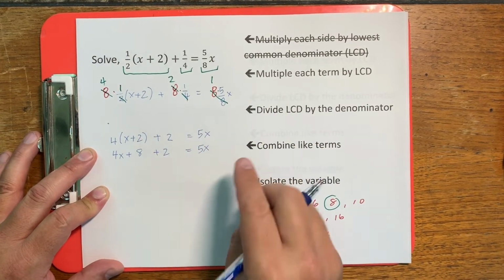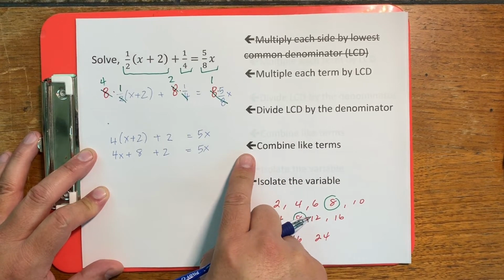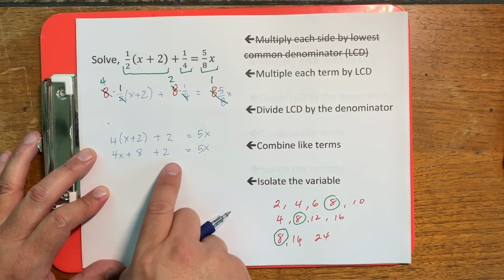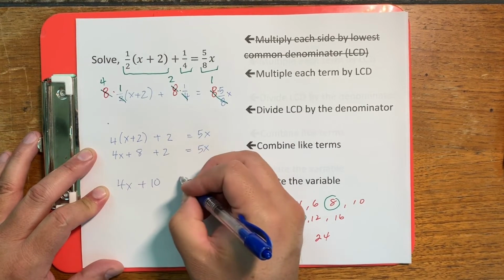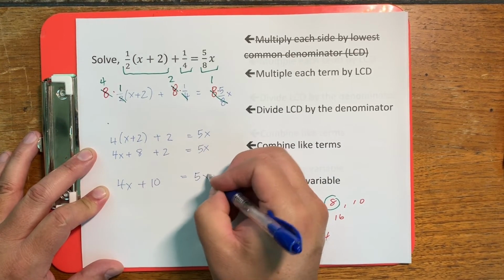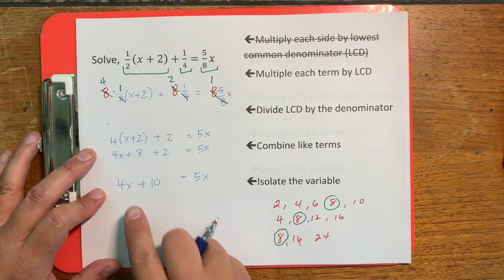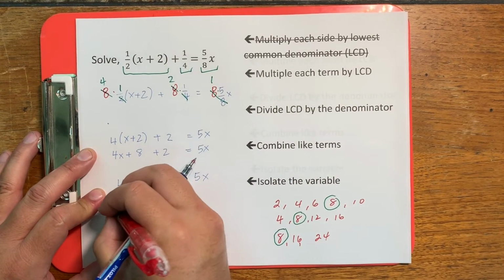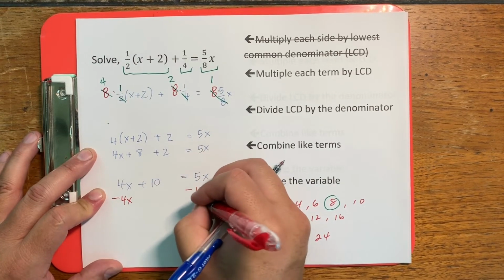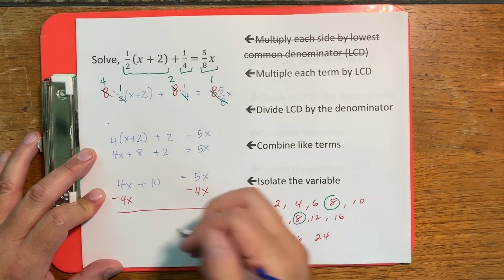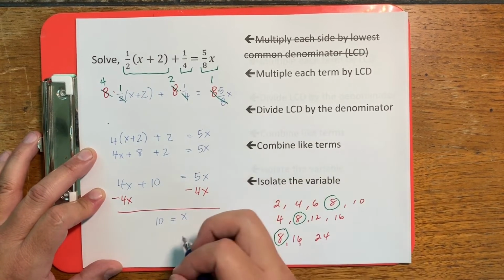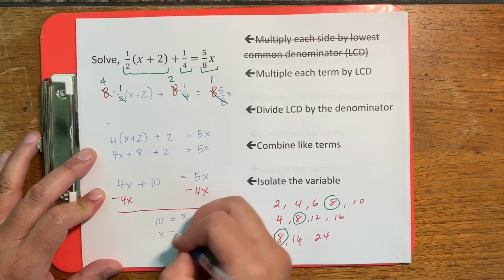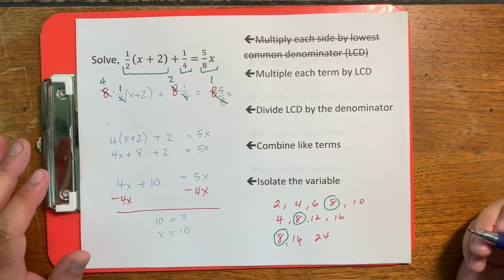Okay. Next, I want to combine like terms. On this side, the 8 and 2 can be combined, so we'll get 4x plus 10 is equal to 5x. And then I want to isolate the x. In this case, I'm going to subtract 4x from both sides, and I get 10 is equal to x. For some teachers, it's really important to have the x on the left side. I really could care less.